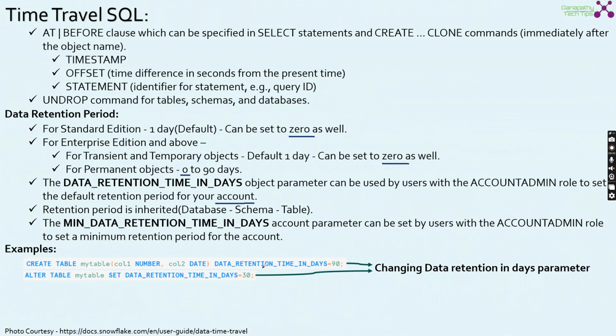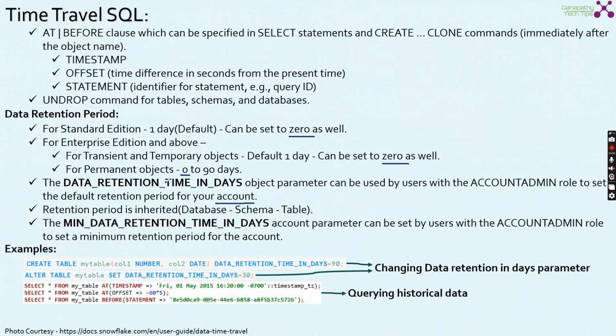At the table creation time itself, we will be setting the data retention time in days as 90, meaning you are setting the time travel option of 90, so you can travel back 90 days, as simple as it is. Again, you can use the alter table command for tables which are already created. Again, set the data retention time in days to 30. Here you are setting it to 30 days. By doing so, you can alter the data retention parameter.